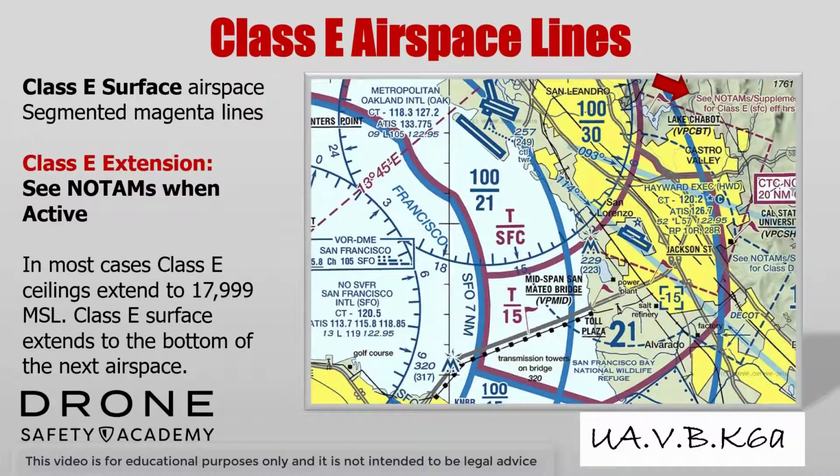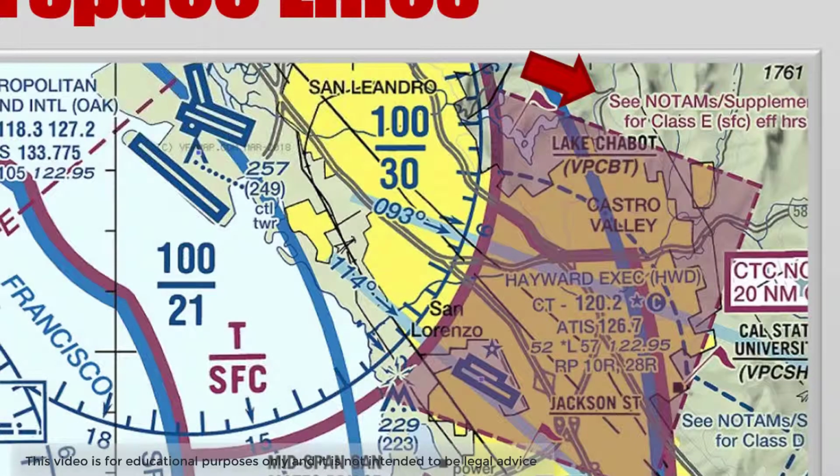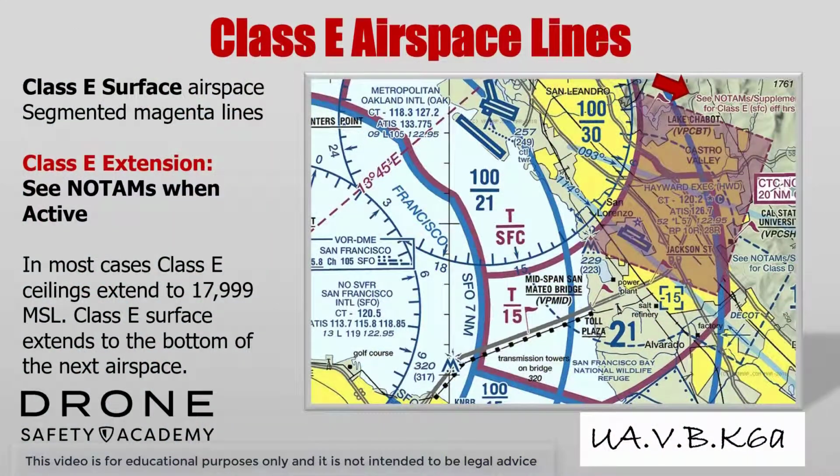All right, next up, Class E surface airspace. The important term here is surface. These are depicted by segmented magenta lines. Class E extensions have some type of dialogue or narrative that tells you that you need to take a look at NOTAMs or maybe chart supplements to get further information. In most cases, Class E surface airspace ceilings extend all the way up to 17,999 feet MSL. In this example, it extends all the way up to the bottom of the Class C and B airspaces.